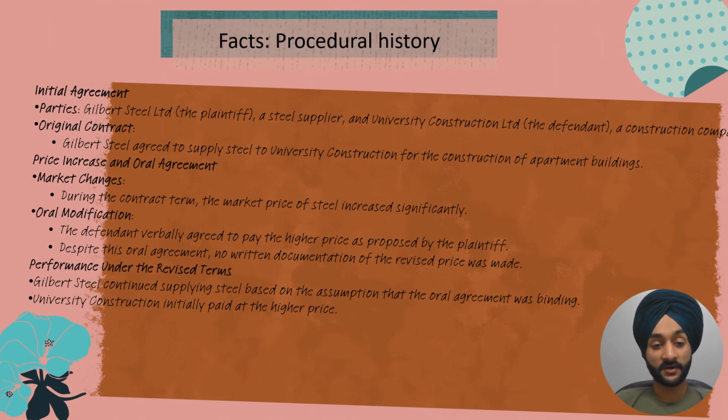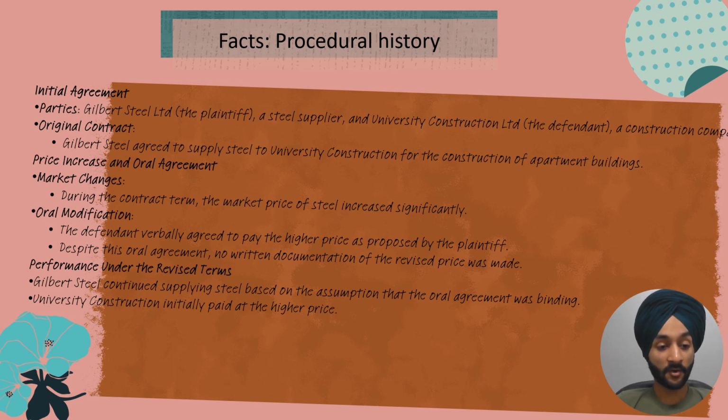In this slide, I would like to talk about the procedural history. First of all, initial agreement. Parties: Gilbert Steel Ltd, the steel supplier, and University Construction Ltd, a construction company. Secondly, original contract. Gilbert Steel agreed to supply steel to University Construction for the construction of apartment buildings. The contract specified a fixed price for the steel with payments to be made upon delivery.